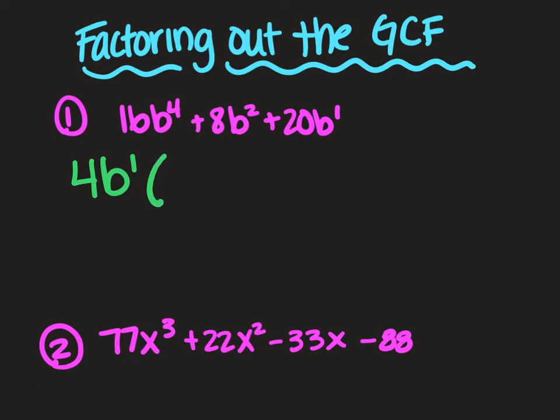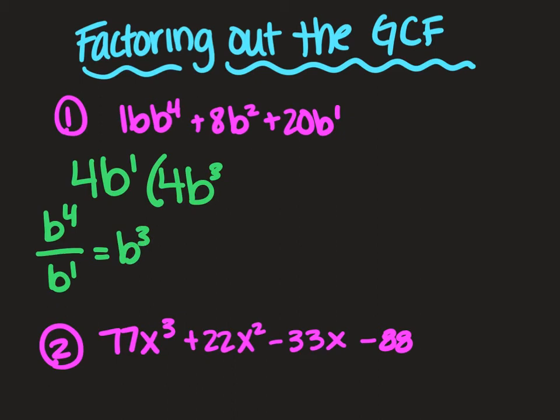Now what we're going to do is divide. So first divide your coefficients. So 16 divided by 4 is 4. And then b to the fourth divided by b to the first gives me b to the third. And if you're not understanding how that comes about, think about it this way. If I write it like this, that might make a little more sense. B to the fourth divided by b to the first gives you b to the third. Okay?